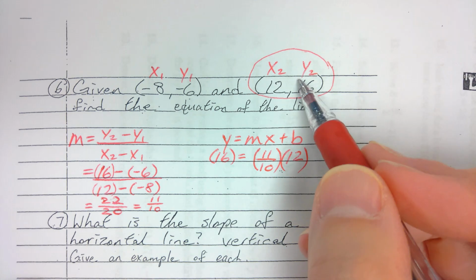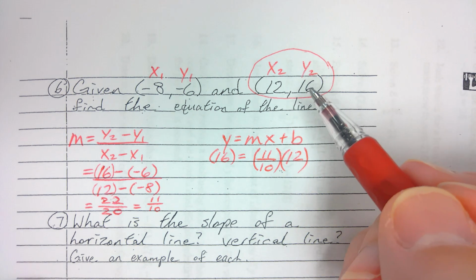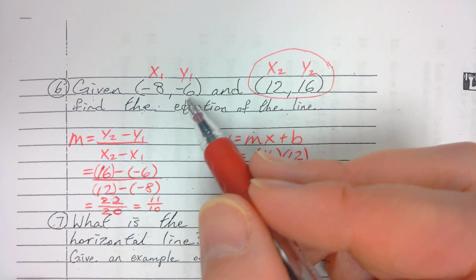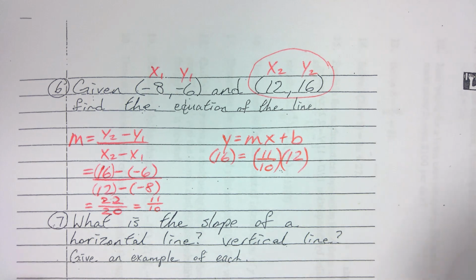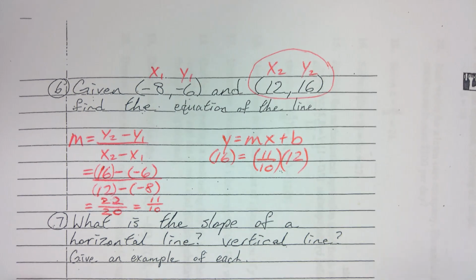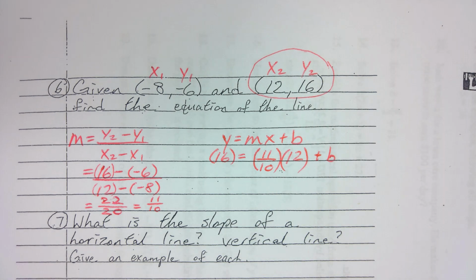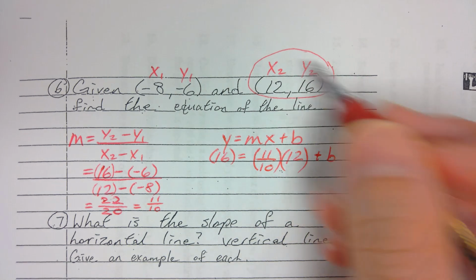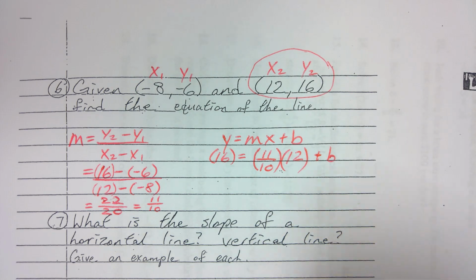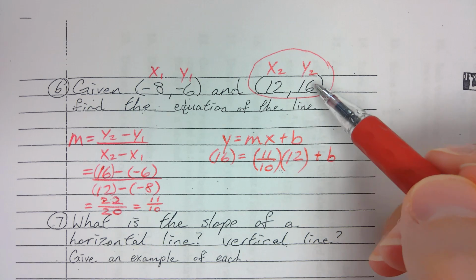So why did I choose this point? This point is closer, but positive numbers, right? I don't like dealing with negative numbers, because you can get careless mistakes. This point looks a little friendlier, so that's why I chose this one. Again, it doesn't matter which point you choose. You can choose either.